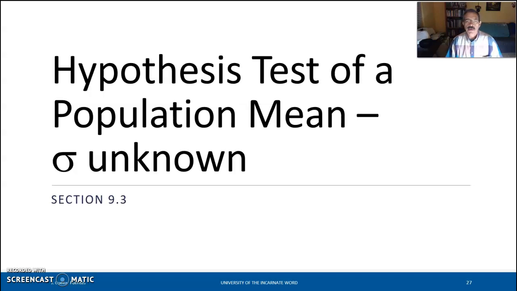This is part 4 of the Module 8 lecture. Now, in this section, we're going to look at specific examples to see how we can test a population mean when the population standard deviation is unknown, and this corresponds to section 9.3 in your textbook.